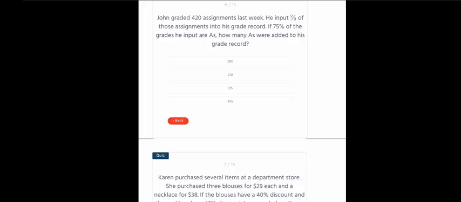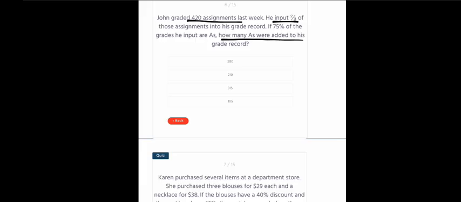It says, John graded 420 assignments last week. He input 2/3 of those assignments into his grade record. If 75% of the grades he input are A's, how many A's were added to his grade record? So it says, he graded 420 assignments, but he only put 2/3 of them into the grade record. And it's asking how many A's were put into his grade record. Well, not 420 were put into the grade record. So first thing we want to do is find out the number that was put into the grade record, and then we can find the percentage of that, okay?